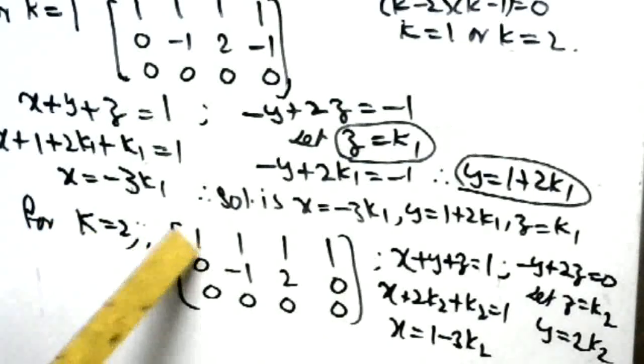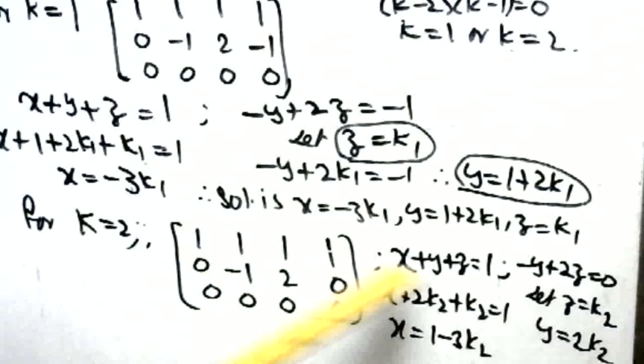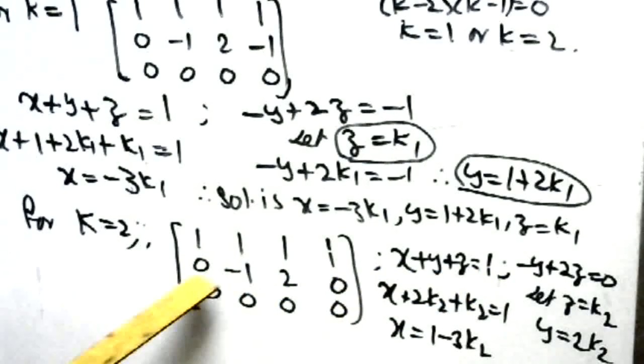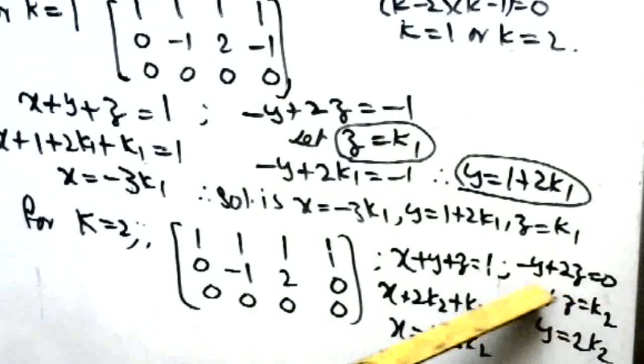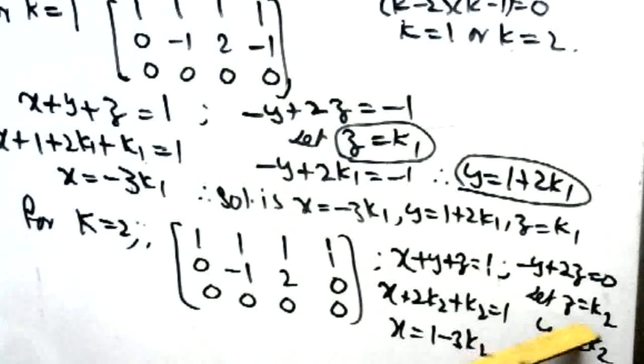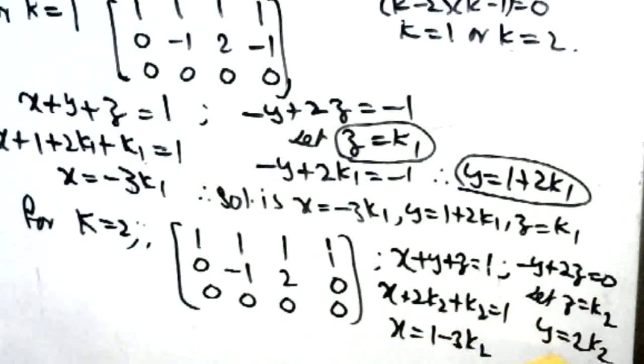Now when we substitute k equals to 2, we get this equation. Again you substitute: x plus y plus z equals to 1, and minus y plus 2z equals to 0, because x is 0. Now let me take one of the values from this as k2. I am taking z equals to k2. So keep z equals to k2, and y we get the value 2k2.